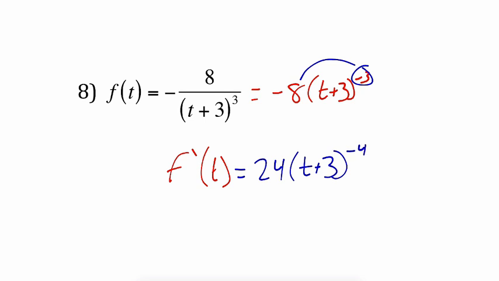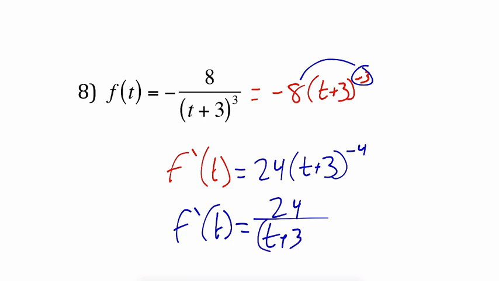Now we're going to put this back into fraction form, so we got f prime of t equals 24 over t plus 3 raised to the positive 4th power.